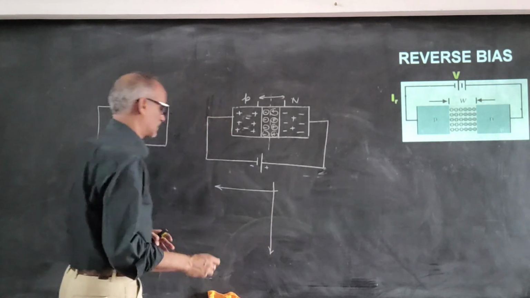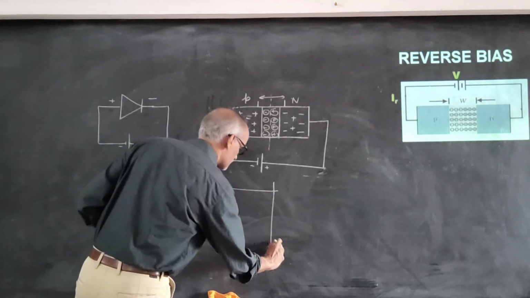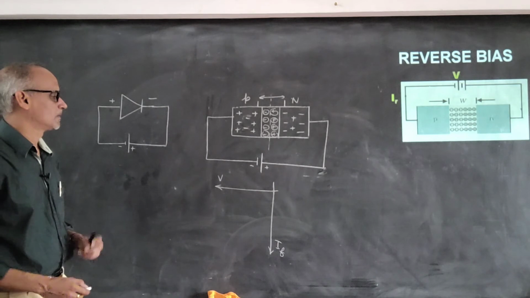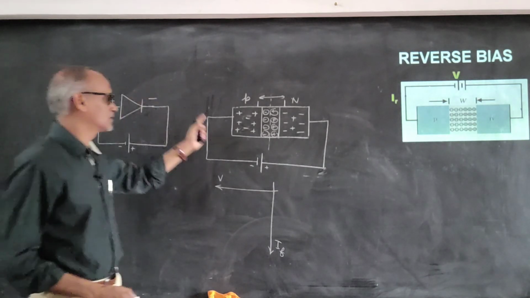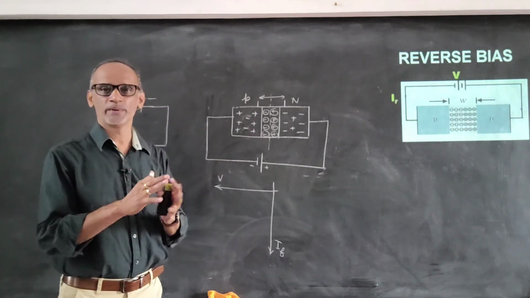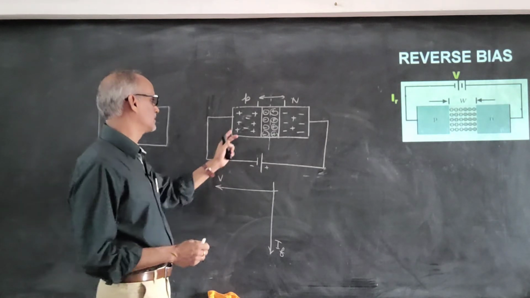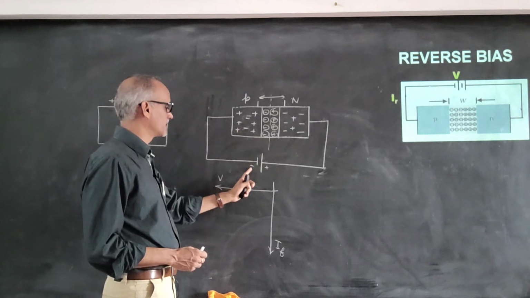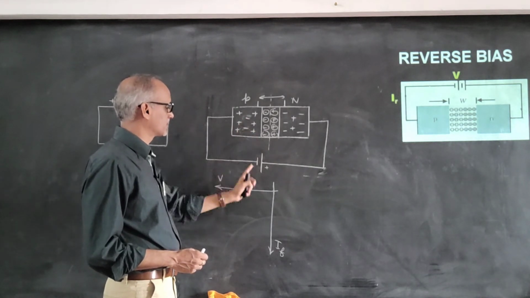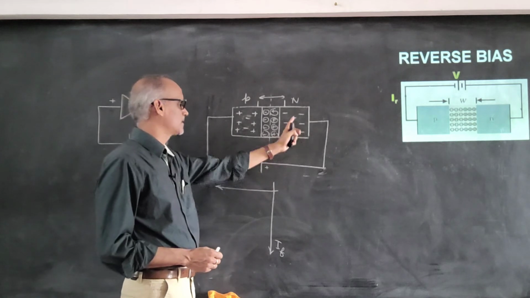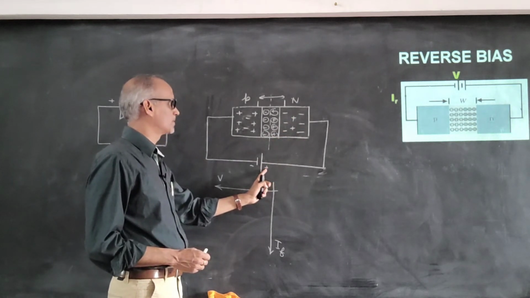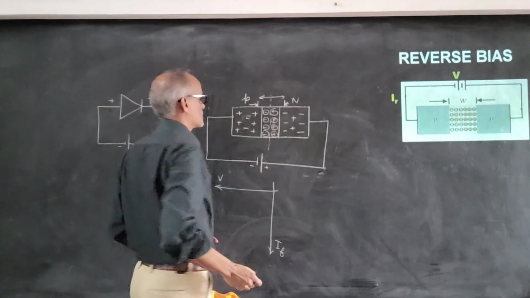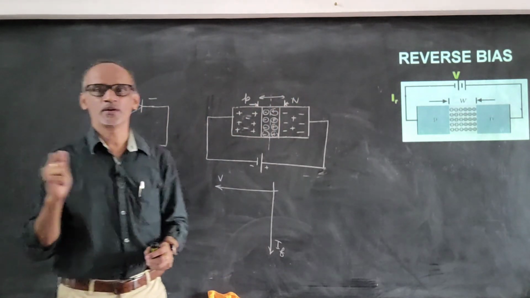So we draw the current versus voltage in the third quadrant. Due to the majority charge carriers, there is no current because they move away from the junction. But look at the minority charge carriers: the electrons are repelled by the negative terminal of the battery, and positive charges are repelled by the positive terminal of the battery, due to which they move towards the junction.